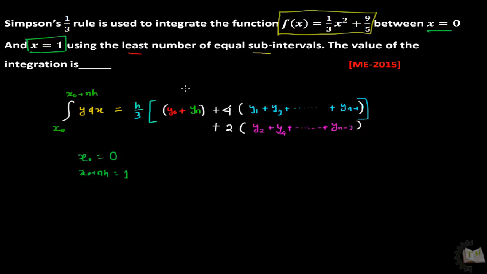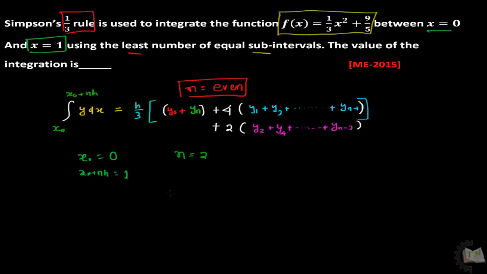Here is another thing I will remind you: the value of n is always even in case of Simpson's 1/3 rule. So n is the number of equal sub-intervals. We will take n equal to 2, which is even, and the least number. When n equals 2, we have 2 sub-intervals. Then we have to calculate the values of y.